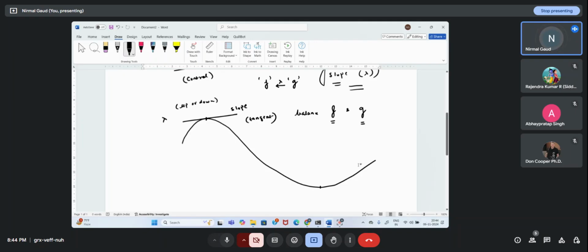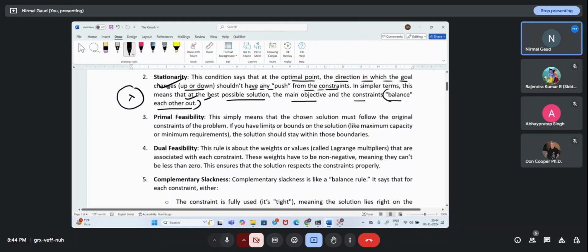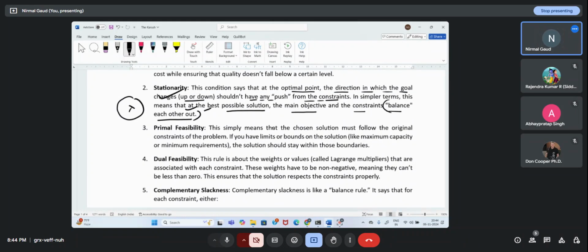So it's mentioned in conditions of KKT. Fine. Best possible solution. The objective and constraint should balance each other. So at that particular point where you are getting the best solution, they should be balanced, and the point will be marked, and we can make a slope from that particular point. Slope over that particular point.